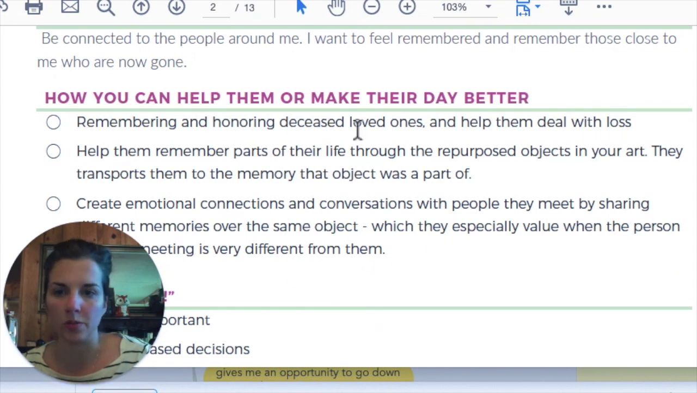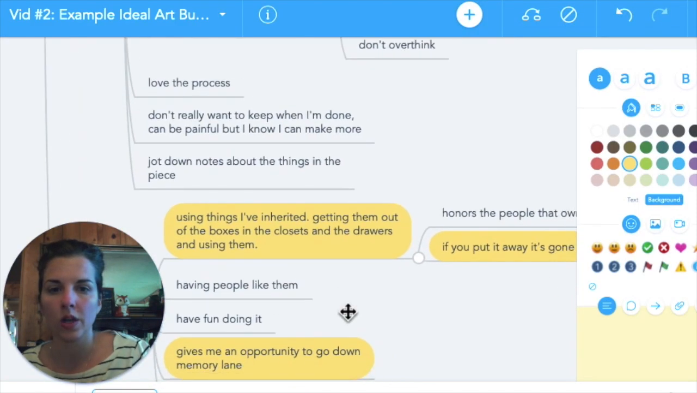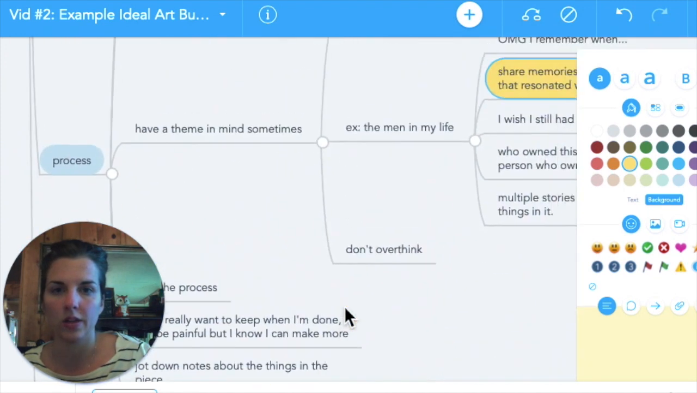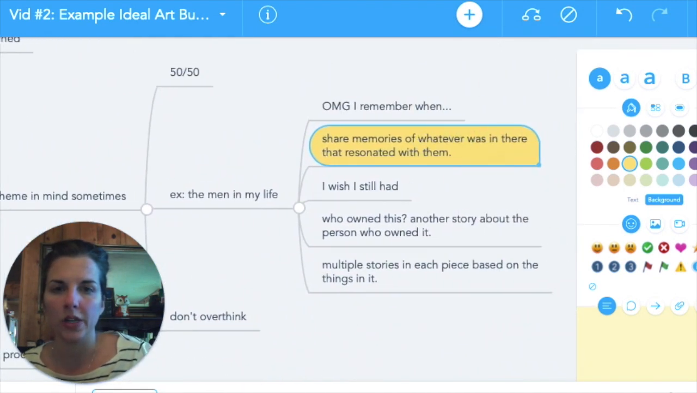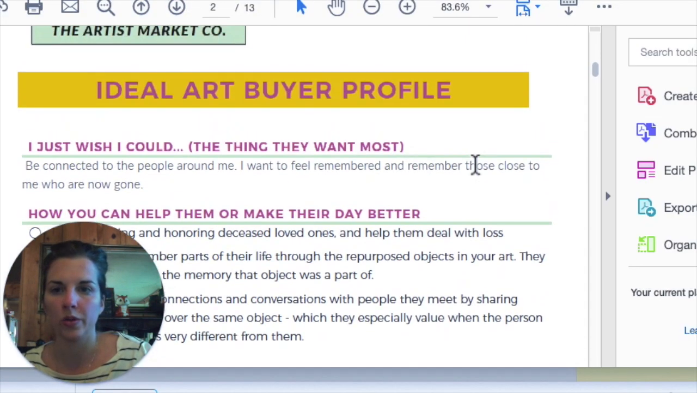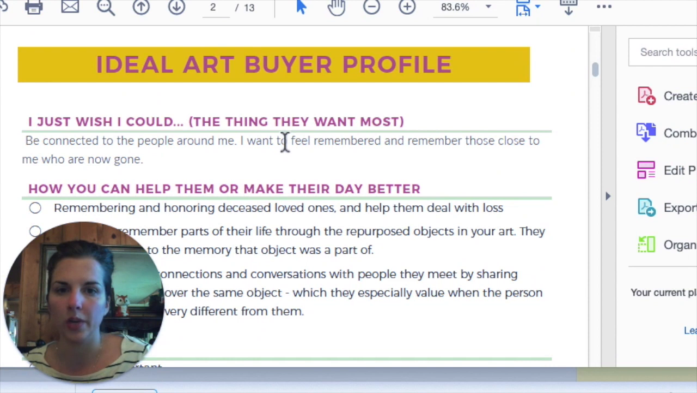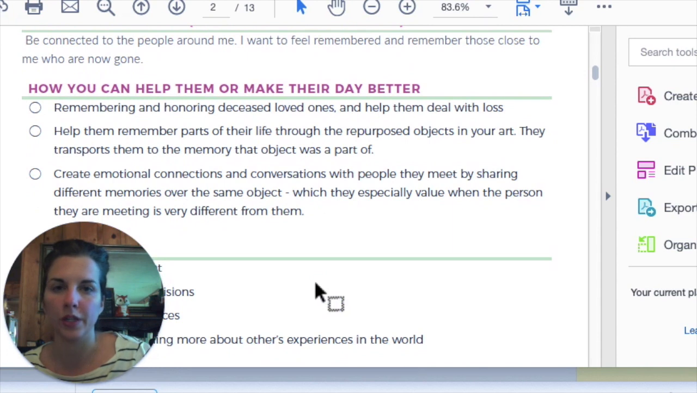This is the second most important piece of the puzzle, and this is what we're really focusing on today: how you can help them or make their day better. You are going to go through, look at these things that you've highlighted, and compare each highlighted thing with your "I just wish I could." Is there any way that that highlighted thing could enhance their "I just wish I could?" If it does, put it in. If it doesn't, not important. Leave it out.